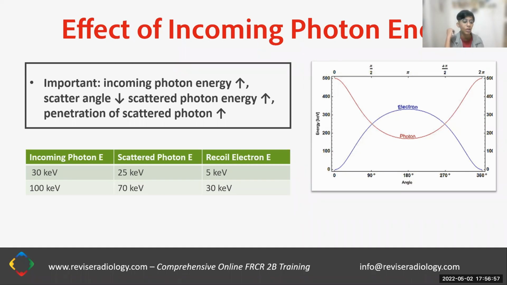So if the incoming photon has an energy of around 30 kiloelectron volts, and the scattered photon has an energy of 25 kiloelectron volts, then the recoil electron is 5 kiloelectron volts. Whereas if you have an incoming photon with an energy of 100 kiloelectron volts, it has a lot more energy to give to the scattered photon. So now the scattered photon has an energy of 70 kiloelectron volts. That's just because there was so much more energy from the incoming photon in the beginning. And the recoil electron will take the difference in energy. So it'll take 30 kiloelectron volts. Okay, so as the photon energy increases, the scatter angle decreases as well.